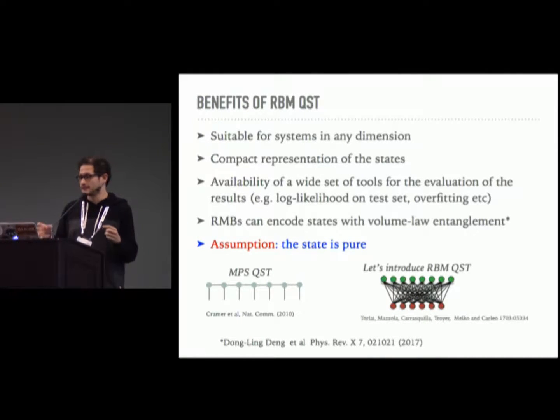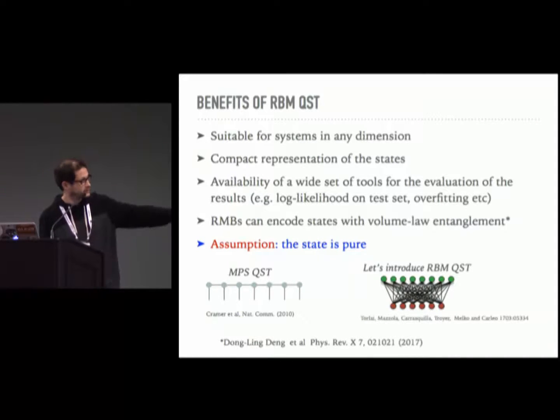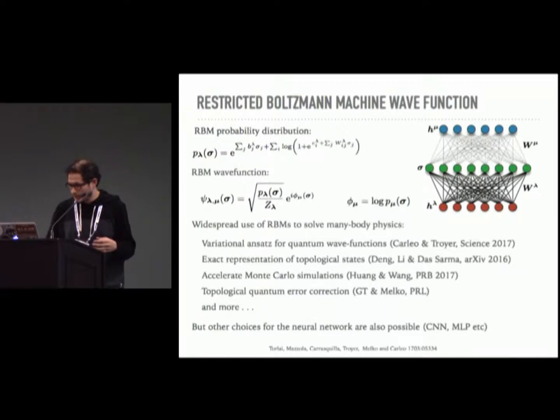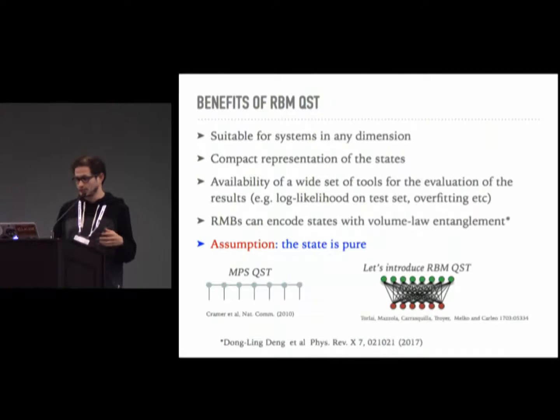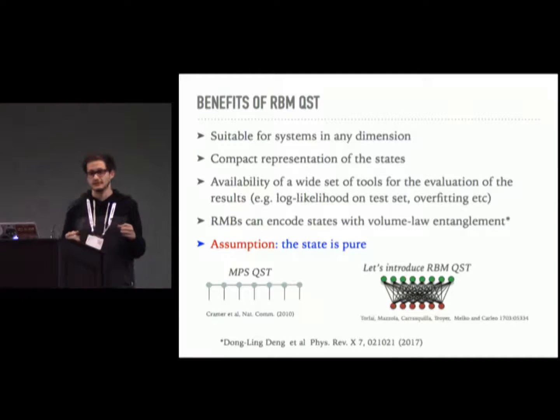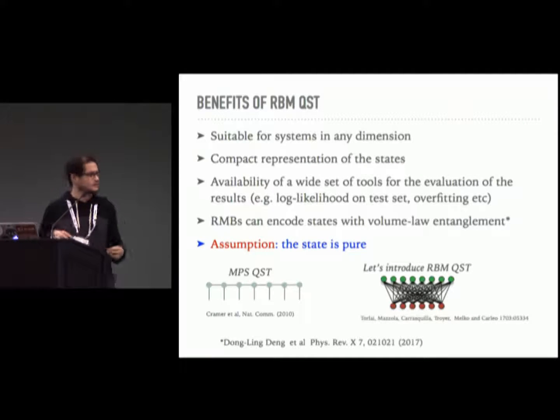because it's suitable for systems in basically any dimension. It has a compact representation of the states, and there are all sorts of available tools for the evaluation of the quality of the results, like log likelihood, and we can check for overfitting and so on. And RBMs can also encode highly entangled states. In this paper by Dong Ling Deng and collaborators, they've shown that they can carry a lot of quantum entanglement. So that's our choice. And the most important assumption that we have is that the state is pure. That's our weakest point, or strongest assumption, because in general the states are mixed.